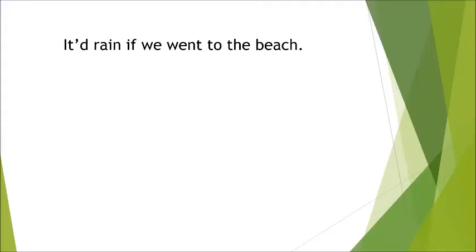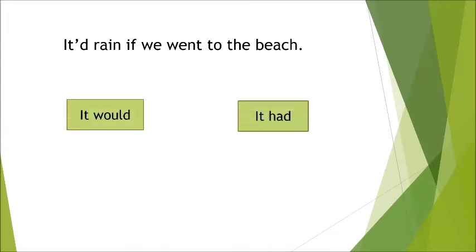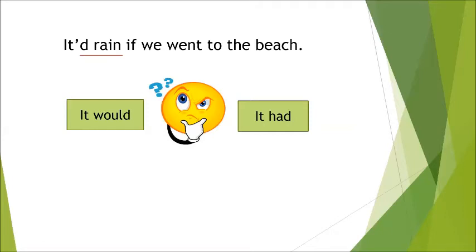Number 2. It'd rain if we went to the beach. Is it the contraction for it would or it had? Look at the main verb, rain. It is in simple form. So the correct answer is it would.